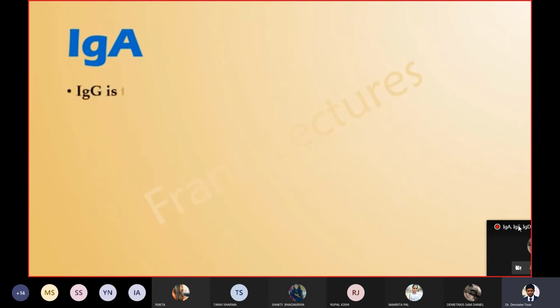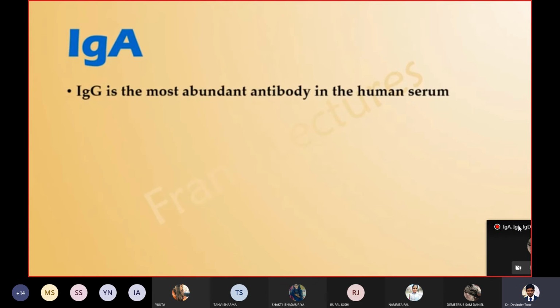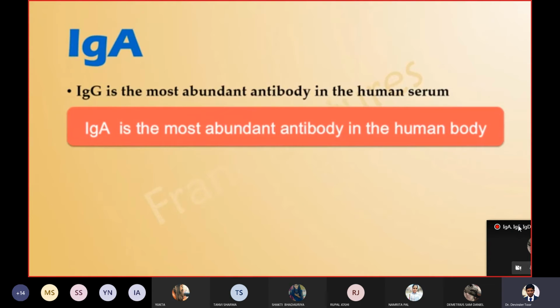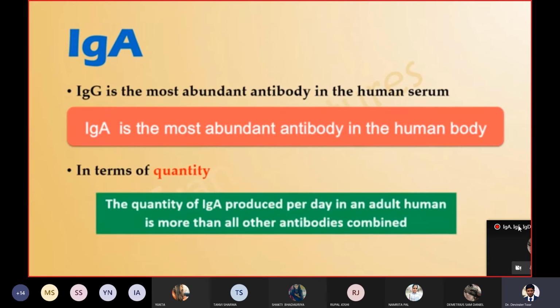If you remember the previous lecture, we said that immunoglobulin G is the most abundant antibody in the serum. But the most abundant antibody in the human body is IgA. If all the production of IgA at mucosal surfaces is taken into account, then it is the most abundant immunoglobulin in the human body in terms of quantity. This is obvious, since humans have about 400 square meters of mucosal surface, which include respiratory, digestive and reproductive tracts. So, the quantity of IgA produced per day in an adult human is more than all other antibodies combined.